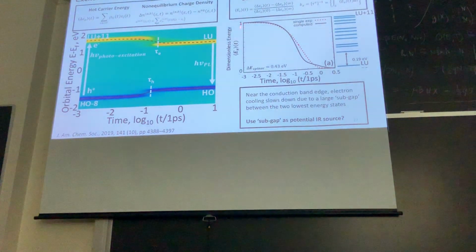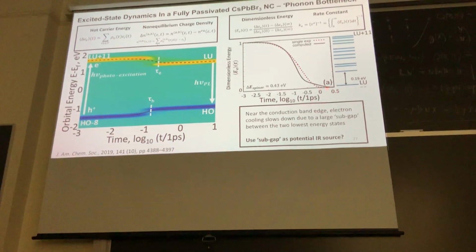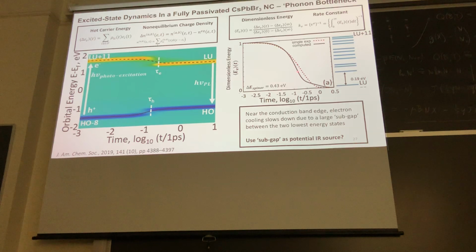This is just a dimensionless energy, so 0 to 1, same time axes. And this plot here just represents the density of states, or just bands for the model. And what's plotted is a single exponential fit. If you just try to fit the decays to a single exponential, that's the red dotted line. If you compare that to what's actually computed over here, we see a faster than normal or single exponential decay. And then it gets to a certain point near the band edge, and this decay slows down considerably.